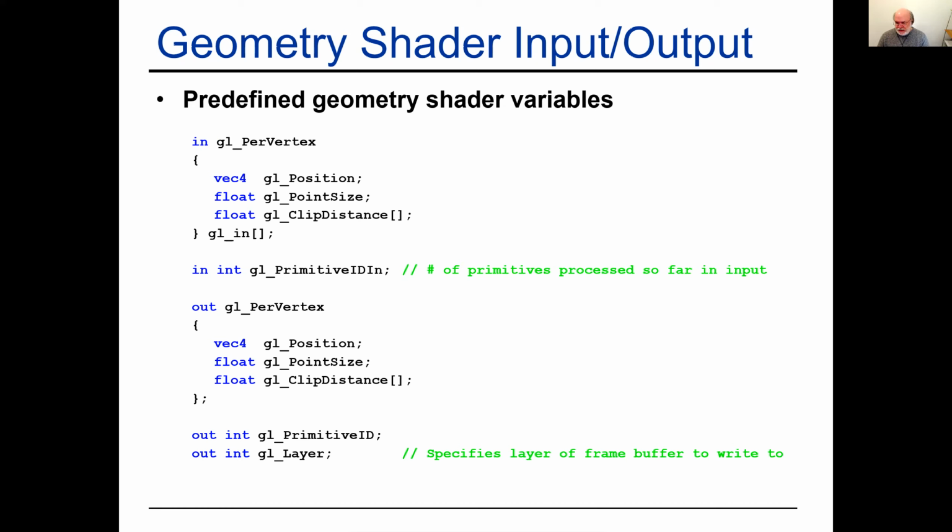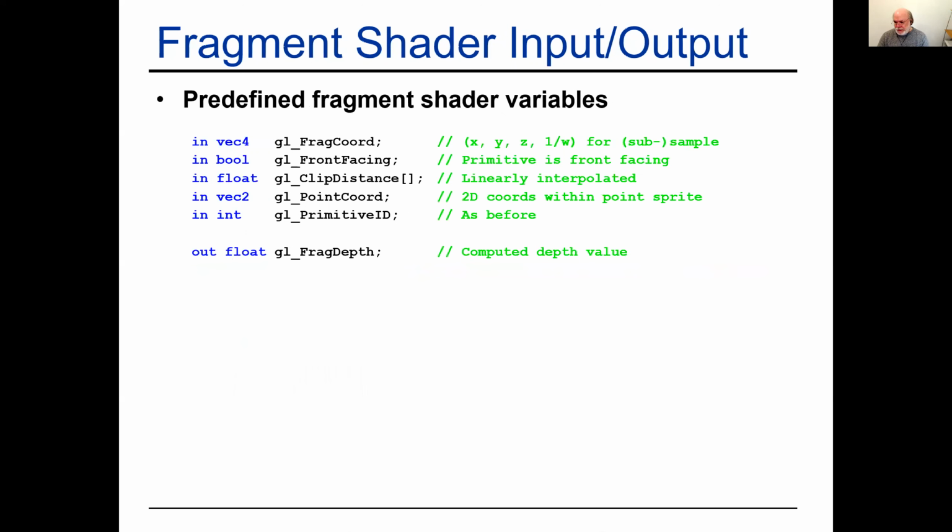Primitive ID and layer here are again clear. GL layer specifies where the data should go in the frame buffer. It's something I didn't talk about, an advanced feature, and you can skip this for now. And then the fragment shader, they get the fragment color, the fragment coordinates.